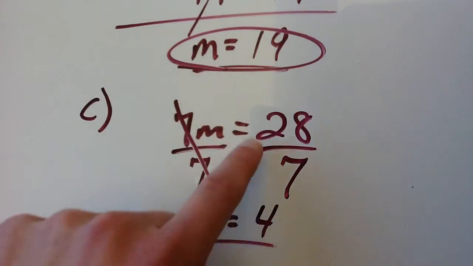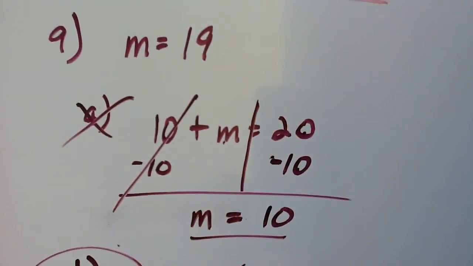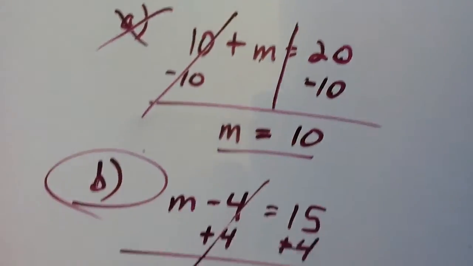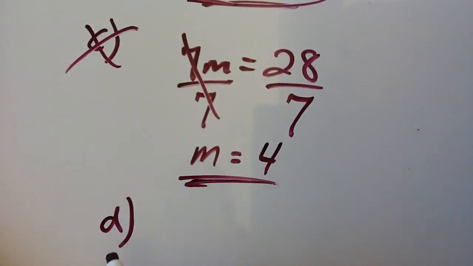Well, 7 times 4 is 28. So m is the solution to this equation. But again, in number 9, I am looking for which equation does m equal 19 in. And here m equals 4. So C is not going to be the correct answer.